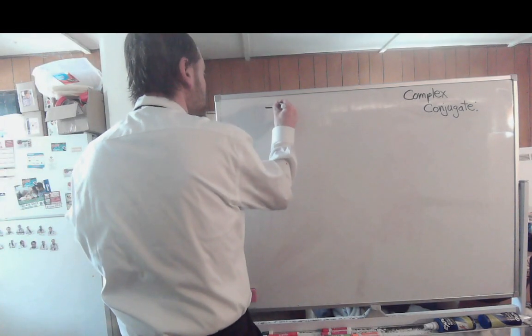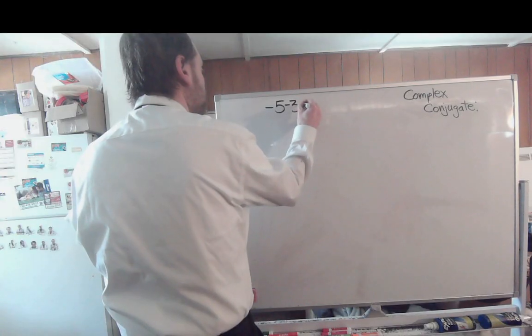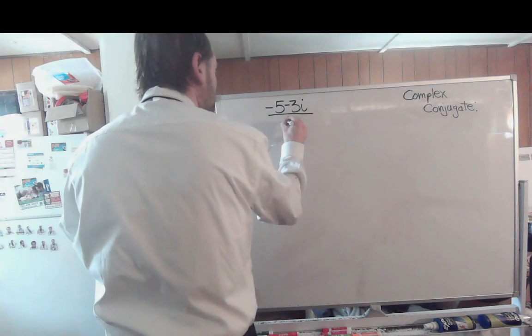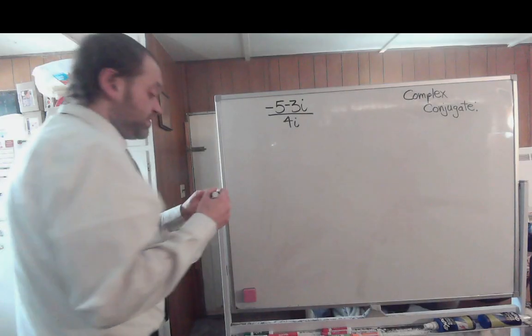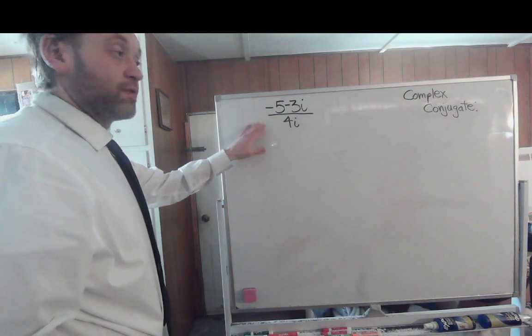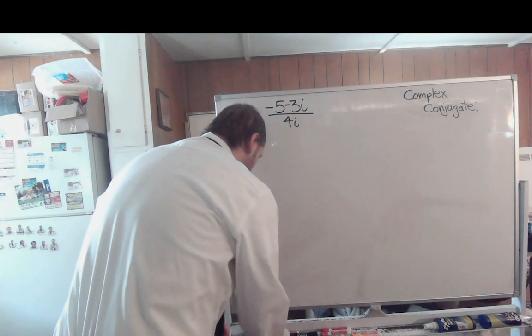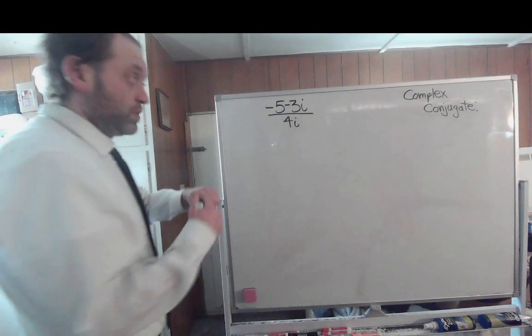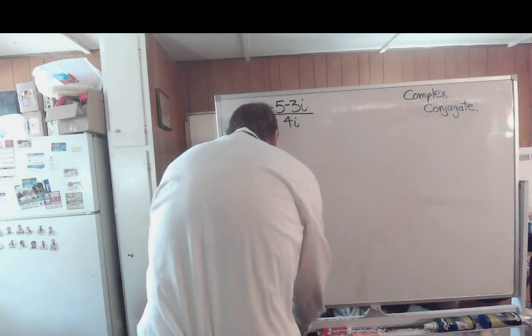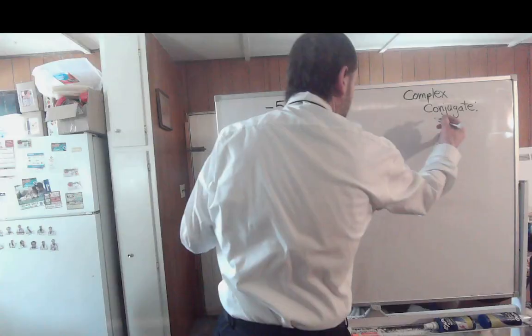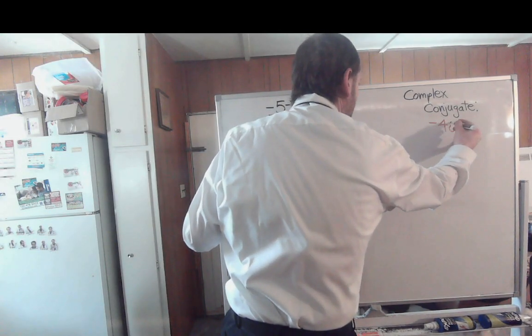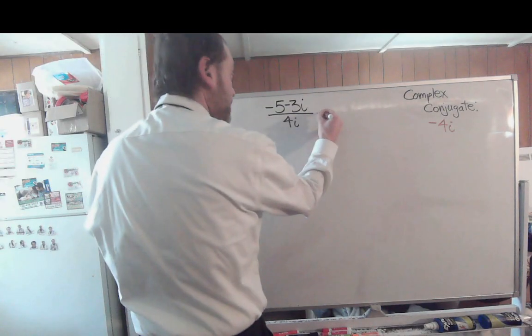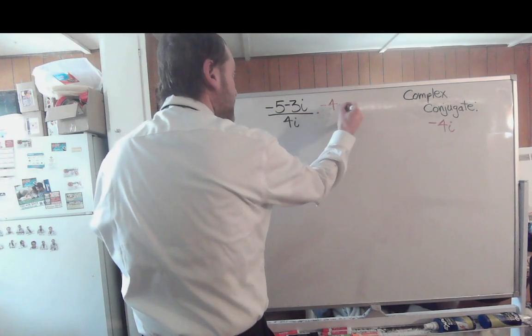Alright, let's see. Negative 5 minus 3i all over 4i. Well, we need to identify what the complex conjugate of 4i is. That's going to be negative 4i, actually. So negative 4i is your complex conjugate of 4i.